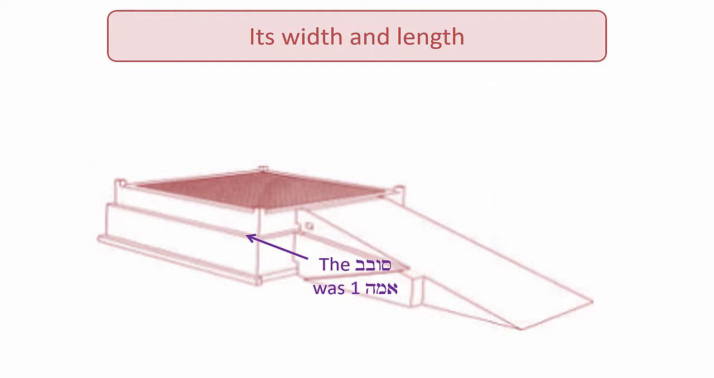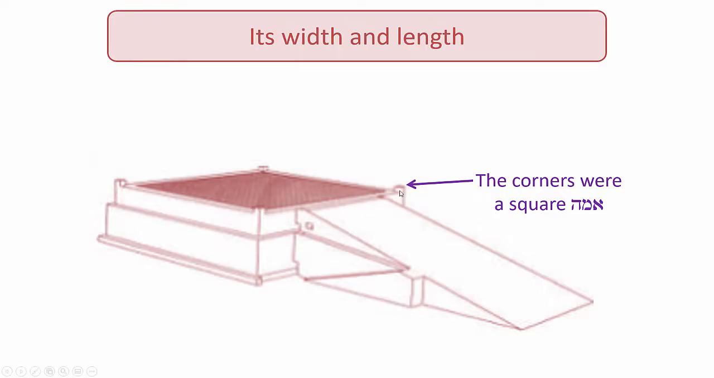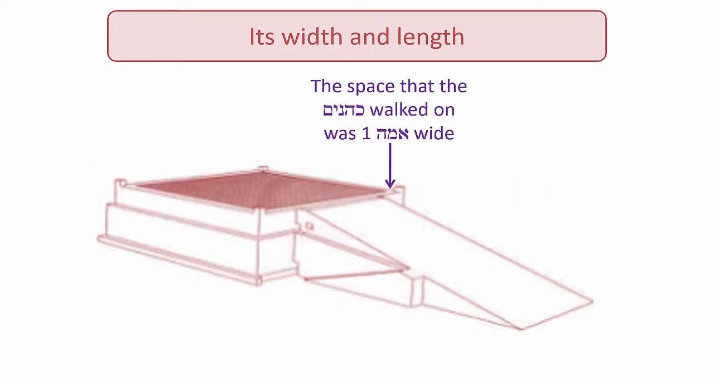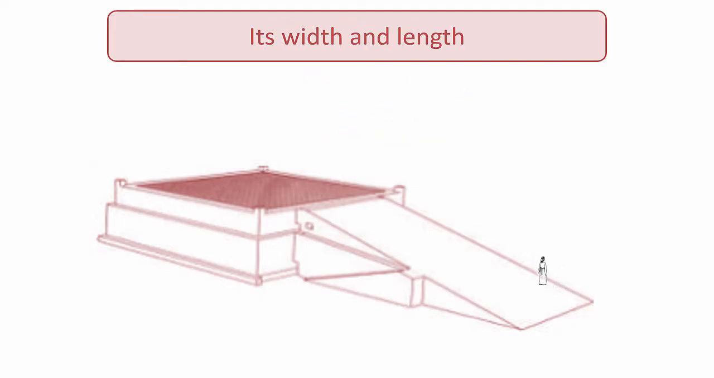Now as we go up further along the Mizbech, we have on the corners the kronos, and they were also an amma by an amma in their width and length. And then there was an area for the kehanim to walk on that was also an amma. So according to this, we see that the Mizbeach got 4 amas smaller on each side. 1 amma for the Yesod, 1 amma for the Soviv, 1 amma for the Kronos, and 1 amma where the Kehanim walked. So that means it went down 8 amas, because we have to go down 4 amas from each side. So instead of being 32 amas by 32 amas, it went down to be 24 amas by 24 amas.